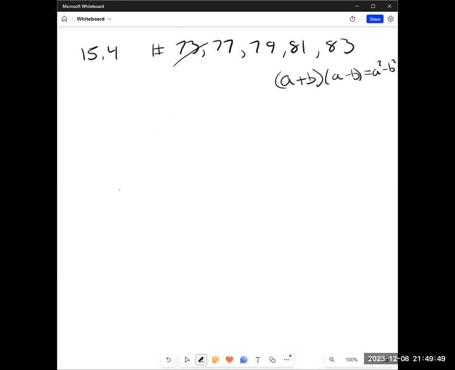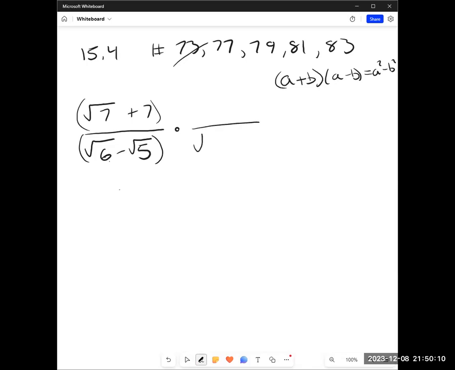Let's try another one here. The square root of 7 plus 7 over the square root of 6 minus the square root of 5. Now we have square roots in both a and b, but it doesn't matter. It's still the same process. I also have square roots in the numerator that make this one a little messier, but that also doesn't matter. So we're going to multiply by the square root of 6 plus the square root of 5, top and bottom. And in my denominator, I end up with 6 minus 5.